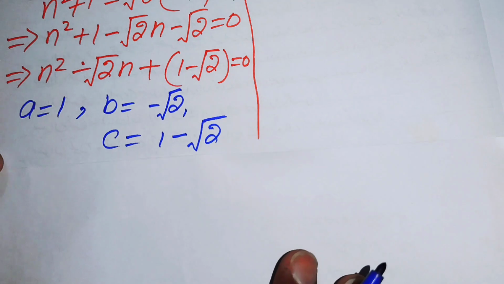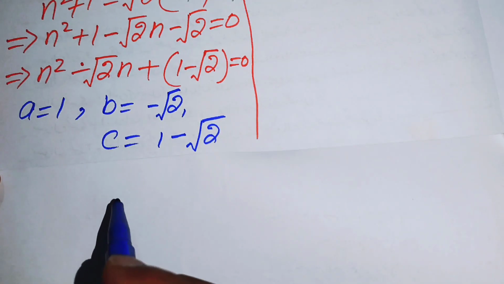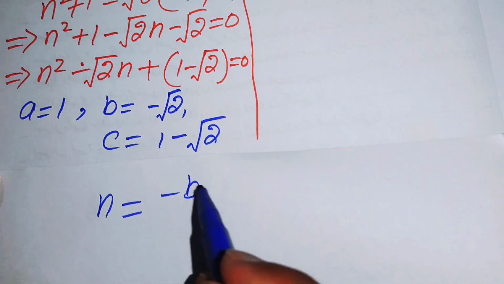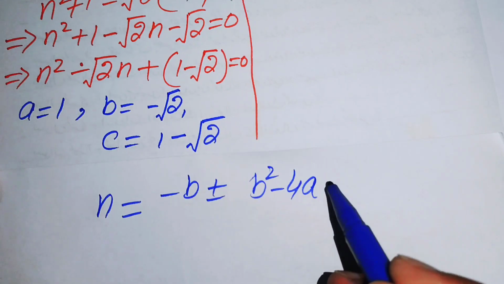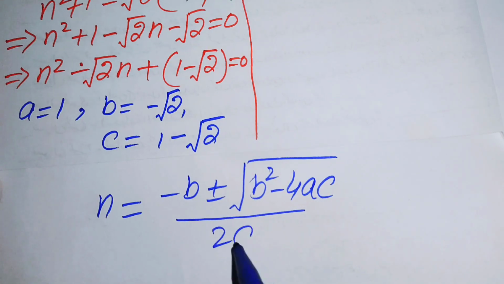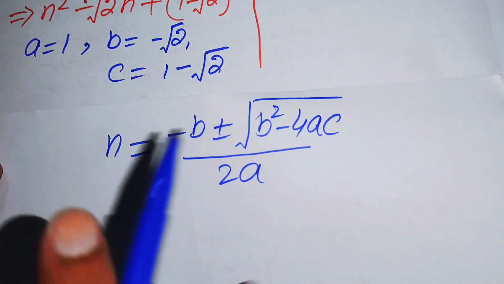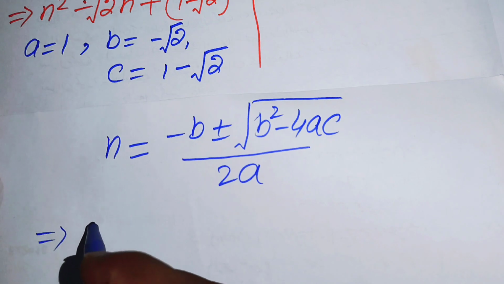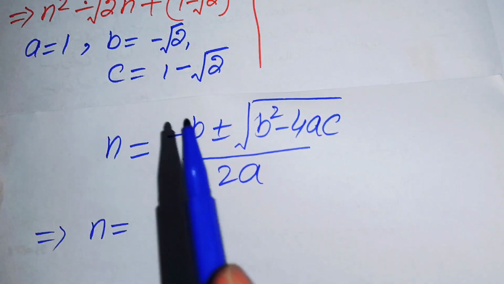Now we use the quadratic formula here, and you know the quadratic formula, which is in the form of n is equal to minus b plus minus square root of b squared minus 4ac, over 2 times a. Now we put all the values of a, b and c in this formula, and you get n is equal to minus b. The value of minus b is minus minus square root of 2.